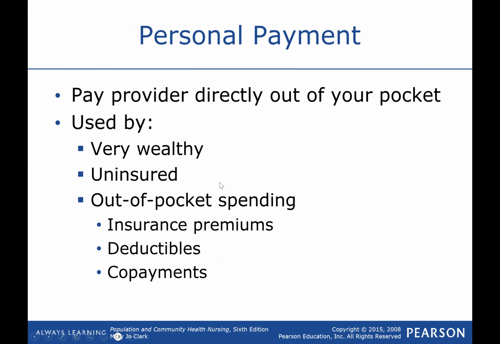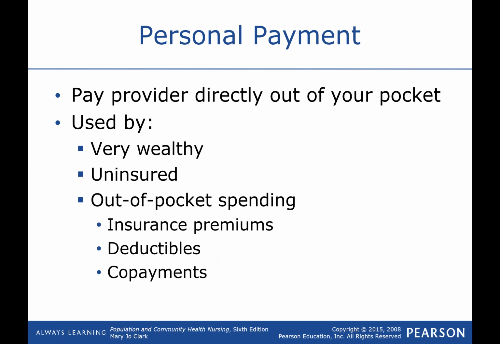So personal payment, you pay the provider directly out of your pocket. This is used by very wealthy people who go to fancy concierge doctors. We have the uninsured who have to pay directly out of their pocket. And then we have out-of-pocket spending when we have insurance plans that have premiums that need to be paid, deductibles, and co-insurance.